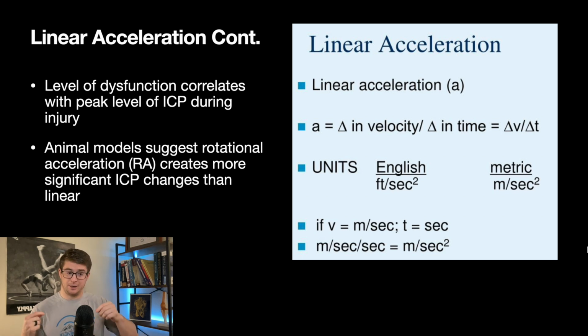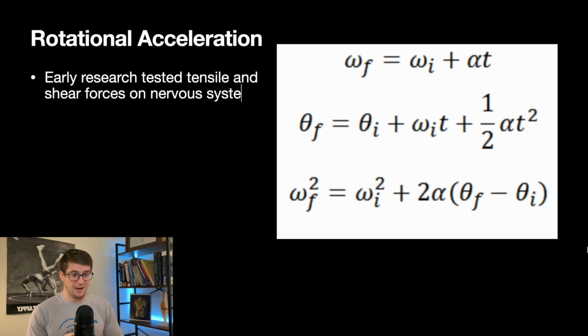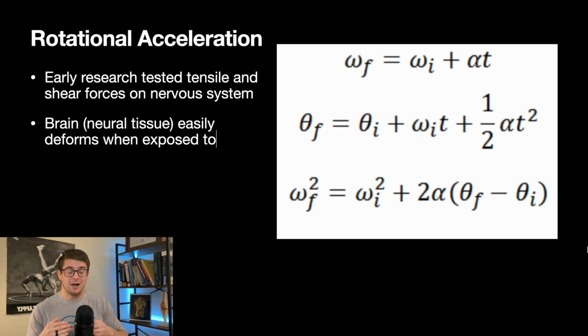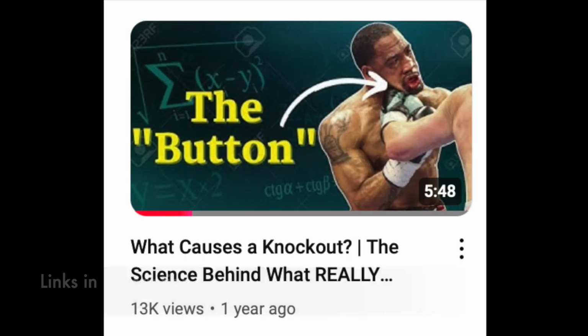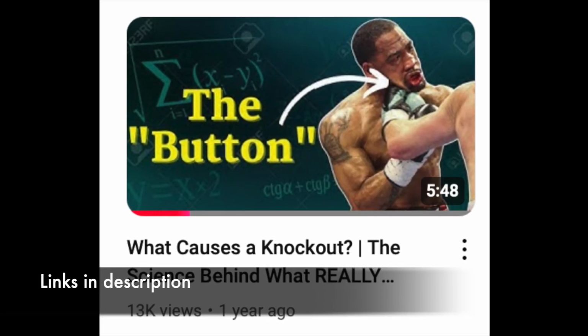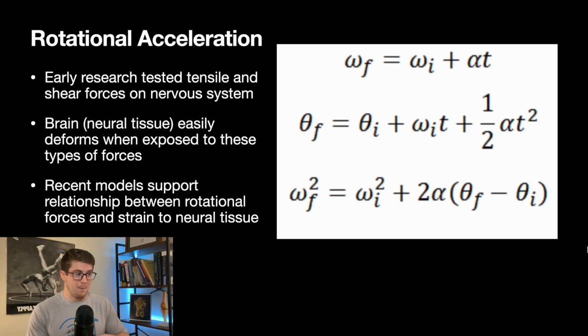And it looked like in the beginning that it created more significant intracranial pressure changes in the positive direction than linear acceleration. So then they started looking at rotational acceleration and the role that plays. The early research was looking at the tensile and shear forces on the nervous system. This is when we're going to start to shift into what I've been talking about in several of my different videos about what causes the acute loss of consciousness in a knockout and what may be able to explain some of the ongoing symptoms after concussion.